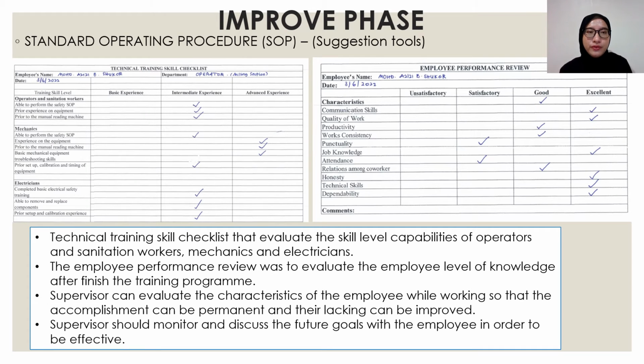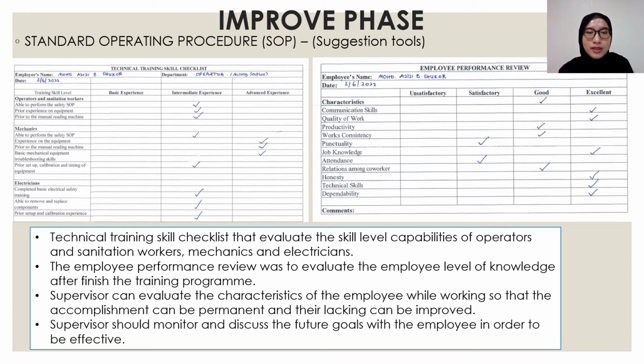Next is the improve phase. After finding the root cause in the analyze phase, there are 2 suggested tools that can be used in order to improve the quality. Number 1 is standard operating procedure, and number 2 is Poka-yoke. In order to achieve the improvement, there are 2 steps that need to be done in the SOP. For example, the technical training skill checklist and the employee performance review.